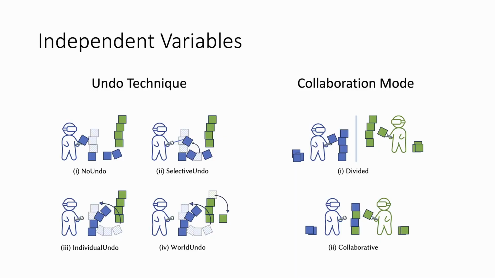Throughout the user study, we vary 2 independent variables, namely the undo technique and the collaboration mode. Participants experience 3 undo techniques established by related work, as well as 1 baseline with no undo available. A selective undo only affecting the selected blocks, an individual undo affecting all blocks of the user, and a world undo affecting all blocks in the scene. Depending on the collaboration mode, participants either construct a tower together or independent. This results in a 4x2 study design with a total of 8 conditions.